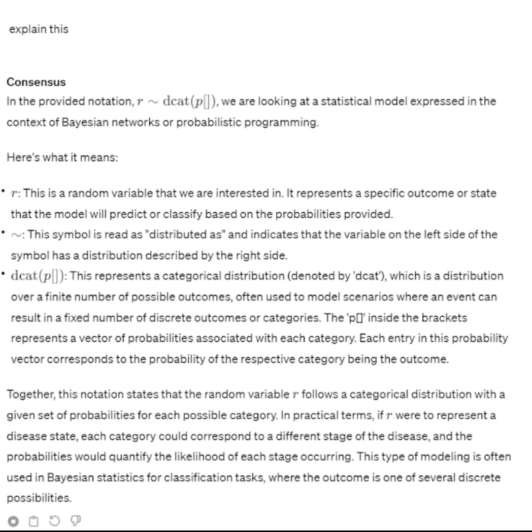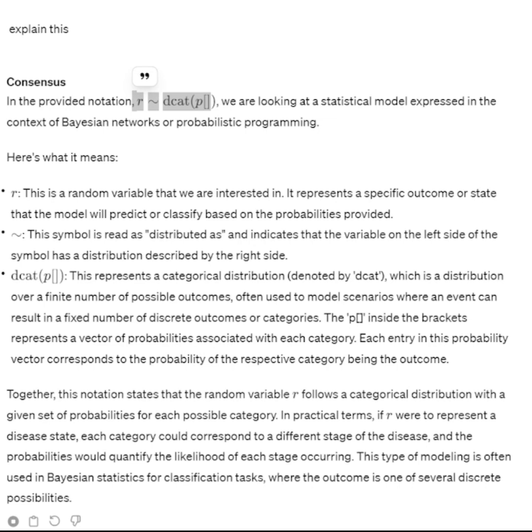In the provided notation, R ~ dcat(P), we are looking at a statistical model expressed in the context of Bayesian networks or probabilistic programming. Here's what it means. R is a random variable we are interested in. It represents a specific outcome or state that the model will predict or classify based on the probabilities provided. The tilde symbol is read as 'distributed as' and indicates that the variable on the left side has a distribution described by the right side.